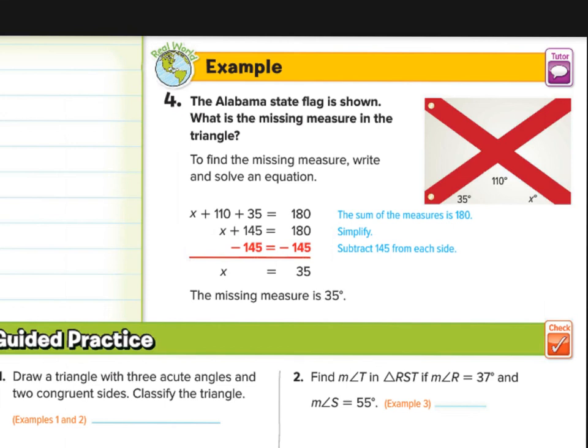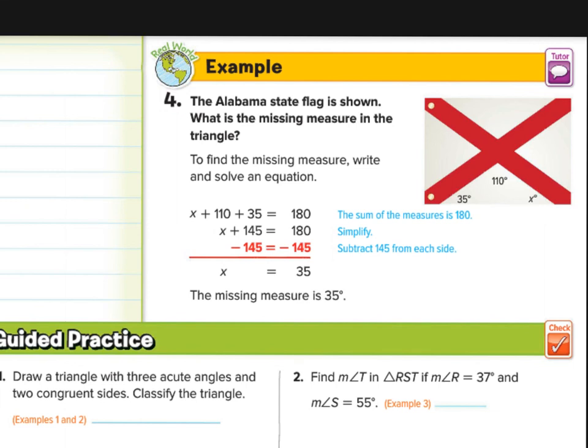And for example 4, here we have a real-world example of how we can use the equation we've been using to solve the missing variable to find the missing angle in a triangle. The Alabama state flag is shown. What is the missing measure in the triangle? So we have 110, 35, and we understand that 110 right here plus 35, what are we missing for the other? 35 plus 35 would be 70, plus 110 would be 180. So x is 35 already. We can tell just by looking at it.